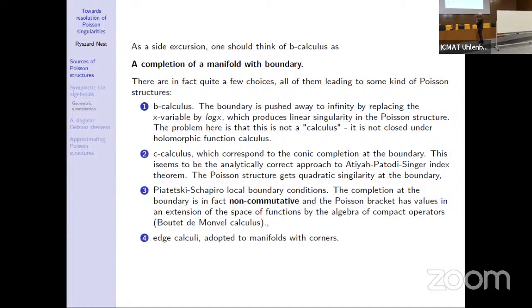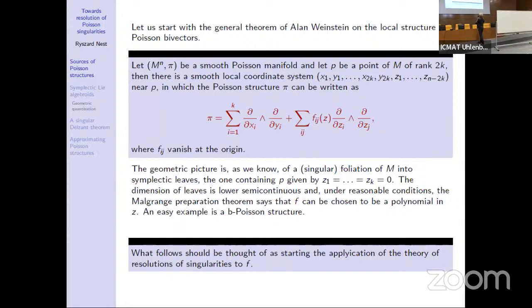Well, there's also this edge calculus. So these are things with a boundary. Then you can also think about corners and higher-dimensional corners. You get the corresponding, what they call edge calculus, or different versions. Okay, so let's go back.